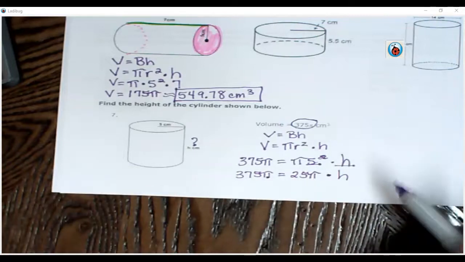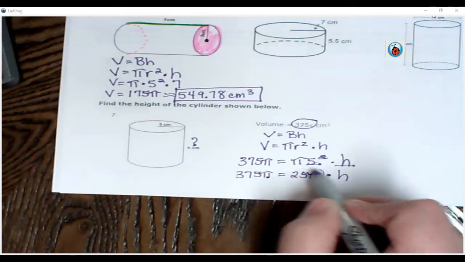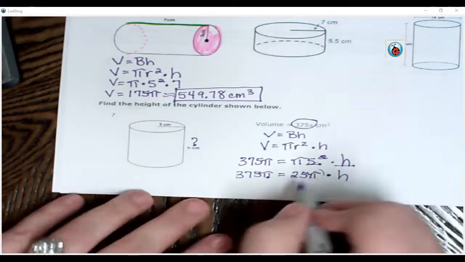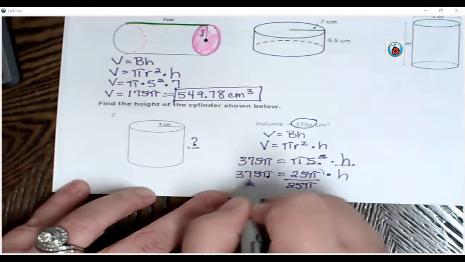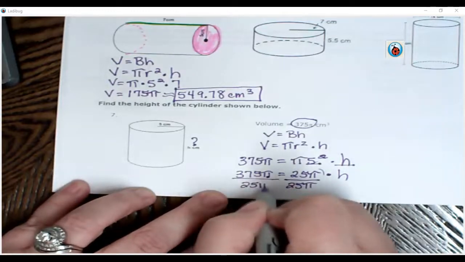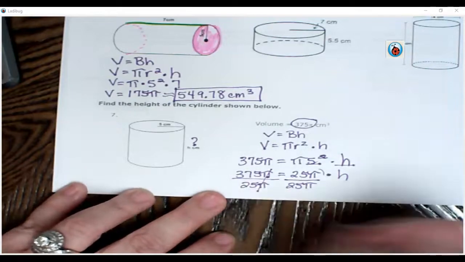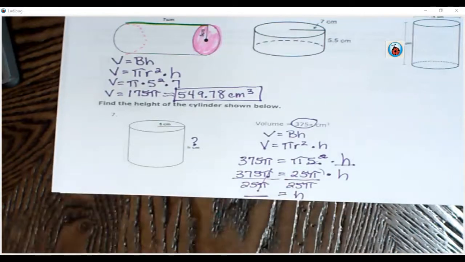So now think back to equations. How do I solve for h? Who do I need to get rid of? I need to get rid of all of this, 25 pi. And because it's multiplied, the opposite would be to divide both sides by 25 pi. My pi's would cancel out. I could do my division, and that will tell me that h is some answer.